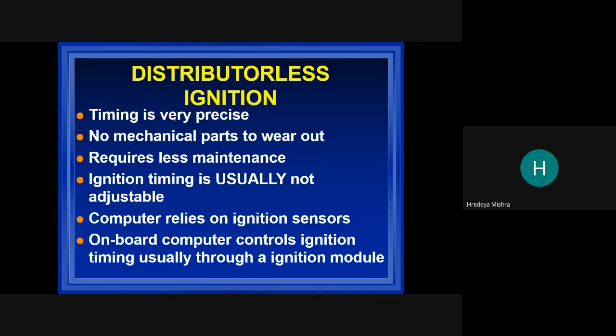Distributorless ignition system. Time is very precious, so this is used where the response is very fast. No mechanical parts wear out, meaning there is no friction between mechanical parts, so less maintenance is required. Ignition timing is usually not adjustable, so we can't adjust the ignition time.